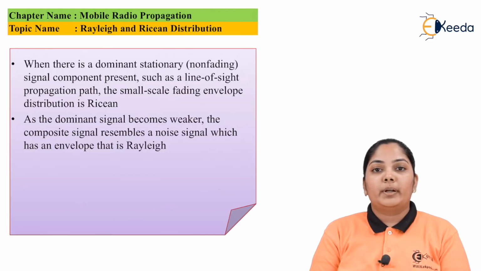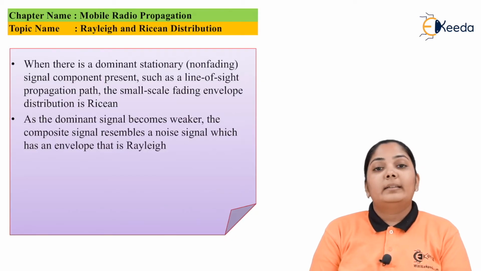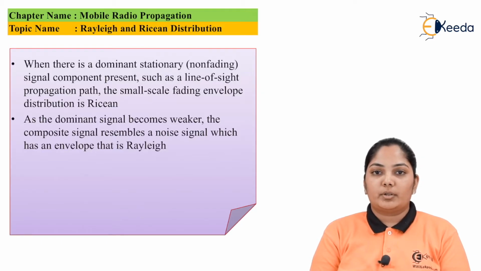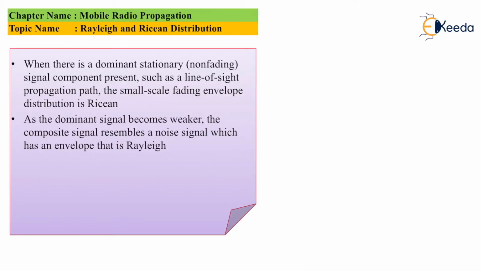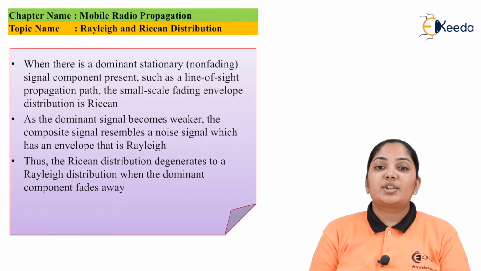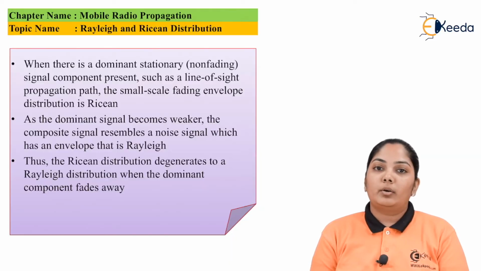When these peak components become weaker, then the Ricean distribution degenerates to the Rayleigh distribution. Thus, the Ricean distribution degenerates to the Rayleigh distribution when the dominant components fade away or become weaker.